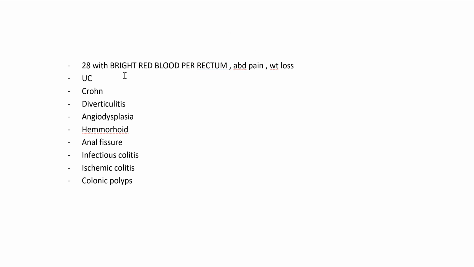So for ulcerative colitis and Crohn's disease, what test do we order for that? We order sigmoidoscopy or colonoscopy with rectal biopsy. And for infectious colitis, we order the stool ova, parasite, white blood cells, and culture.